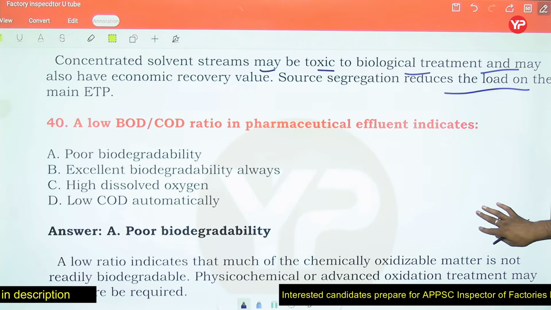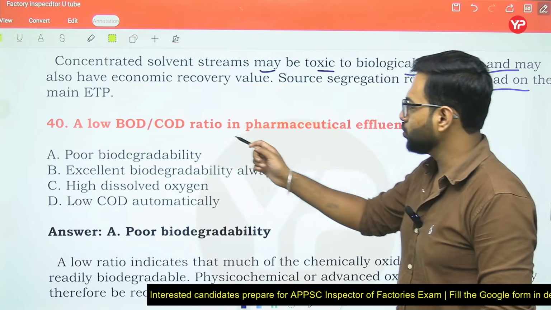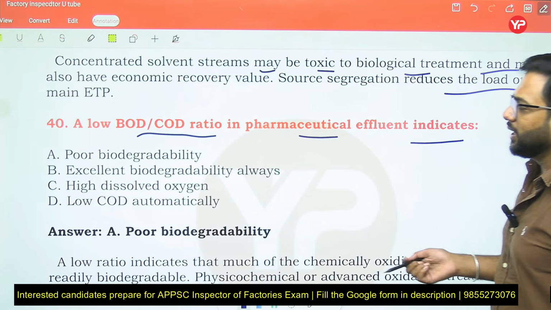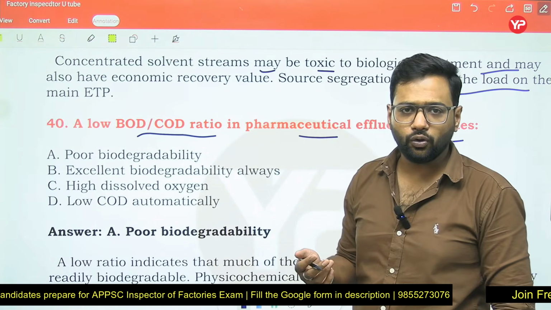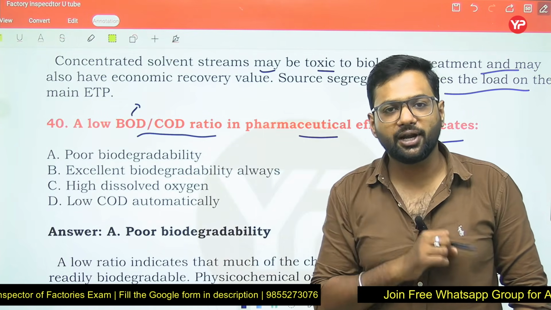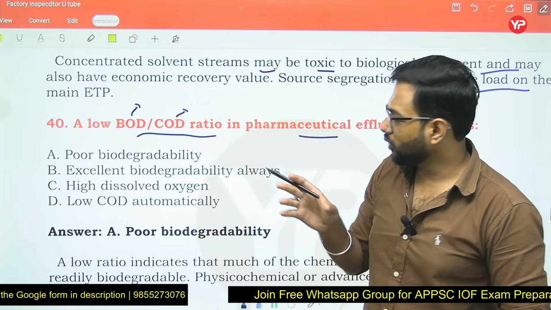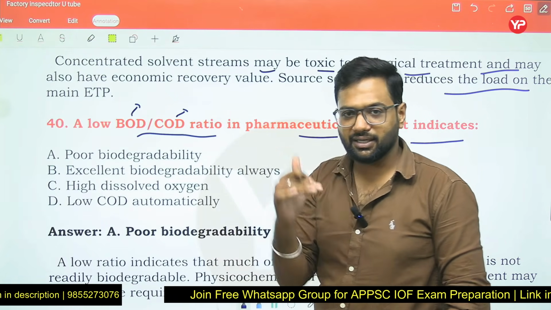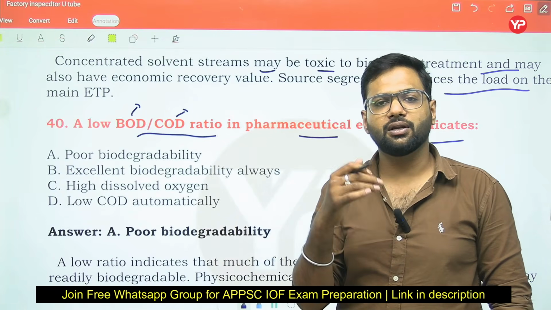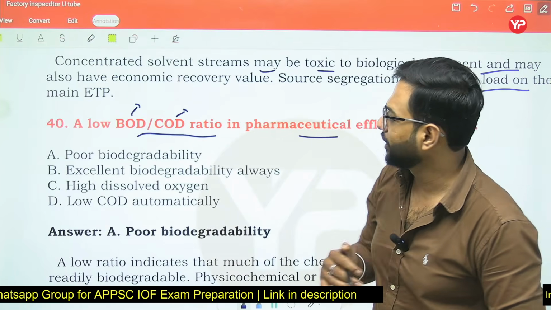So friends, question number 40: a low BOD to COD ratio in pharmaceutical effluent indicates what? We know that BOD is the indicator of biodegradable organic matter, and COD is the indicator of total organic matter. If for a wastewater the BOD by COD ratio is lower, it means the COD value is higher and the BOD value is lower. That means our sample consists of organic matter in high quantity but biodegradable organic matter in lesser quantity.